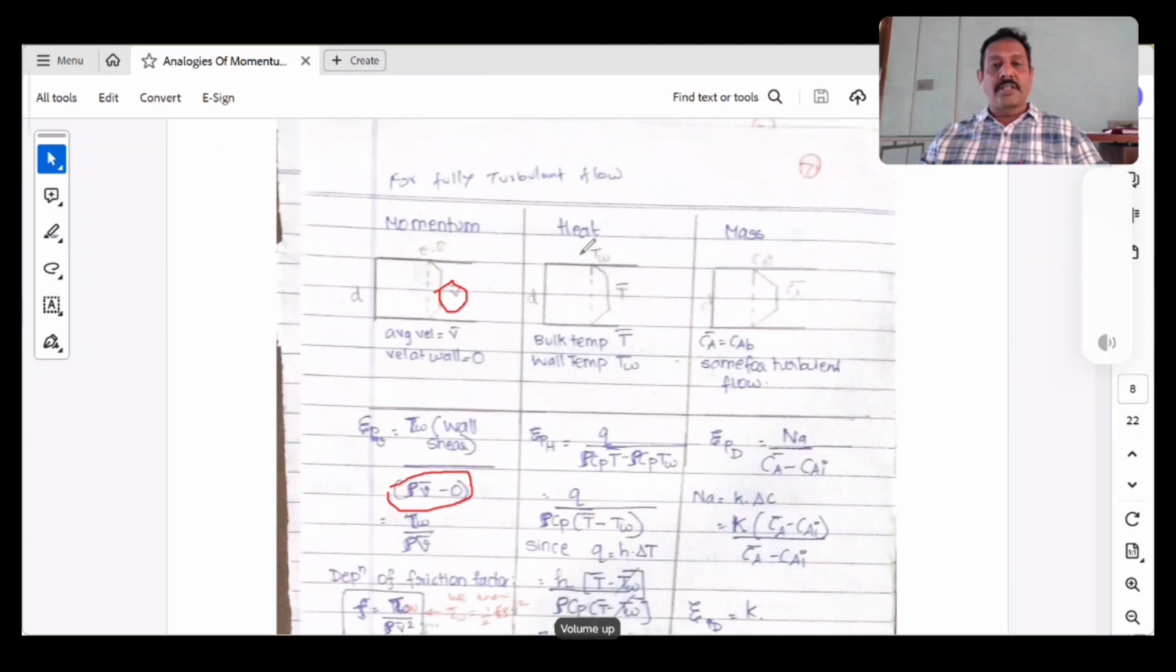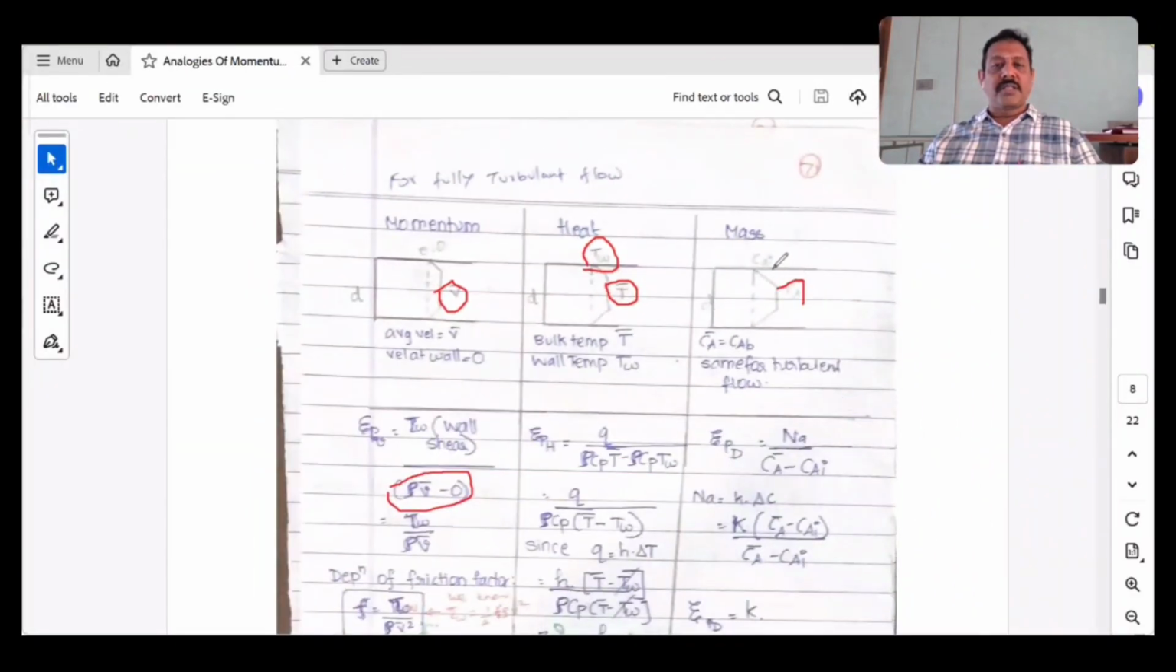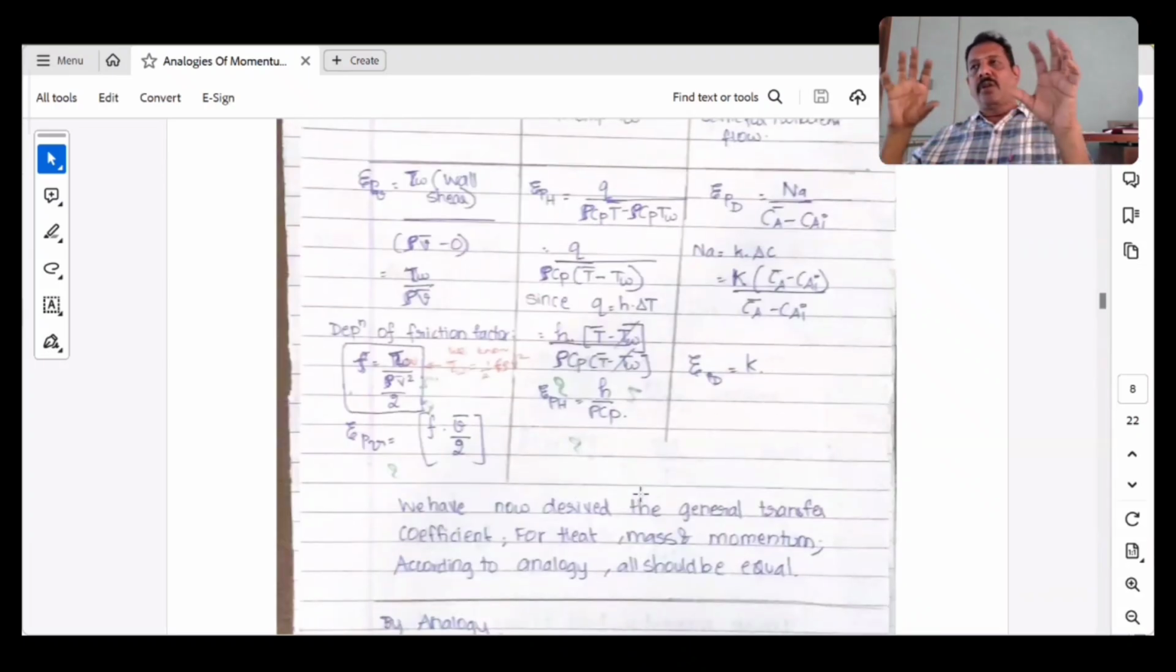Similarly, heat concentration at the bulk is nothing but rho Cp T bar, and heat concentration at the wall is nothing but rho Cp Tw. Similarly, mass concentration at the bulk is Ca bar, and at the wall it is Cai, right? So if you substitute all this, you will get the result. We have to express all this momentum flux in terms of individual transfer coefficients. Transfer coefficient for momentum transfer is friction factor, for heat transfer the heat transfer coefficient, and for mass transfer the mass transfer coefficient.